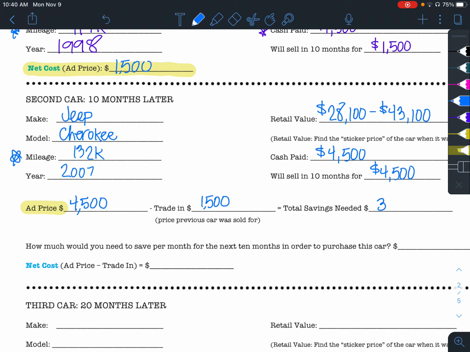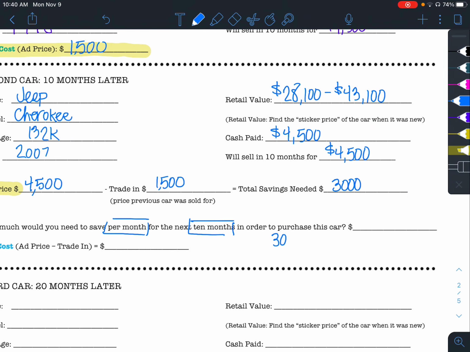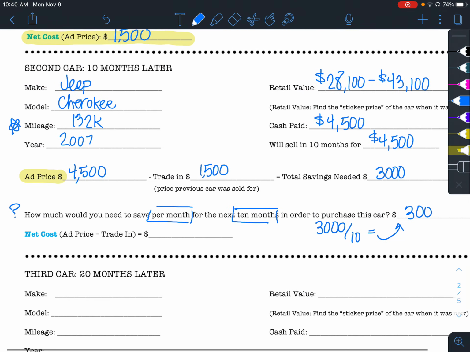So I need to save for this Jeep Cherokee $3,000. The question here says, how much would you need to save per month for the next 10 months in order to purchase this car? Well, if I take $3,000 and divide by 10 months, that ends up being $300 a month. So my net cost for this car is the ad price minus the trade-in. So how much new money am I needing to save? That's this $3,000. So I'm really taking $1,500 from the previous and putting it towards this new vehicle.